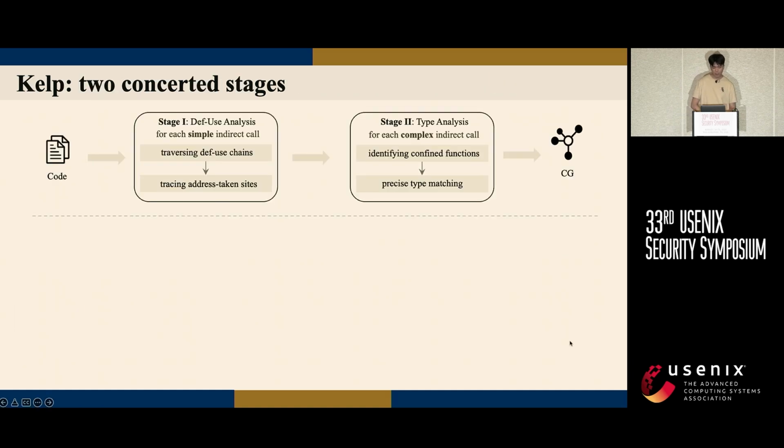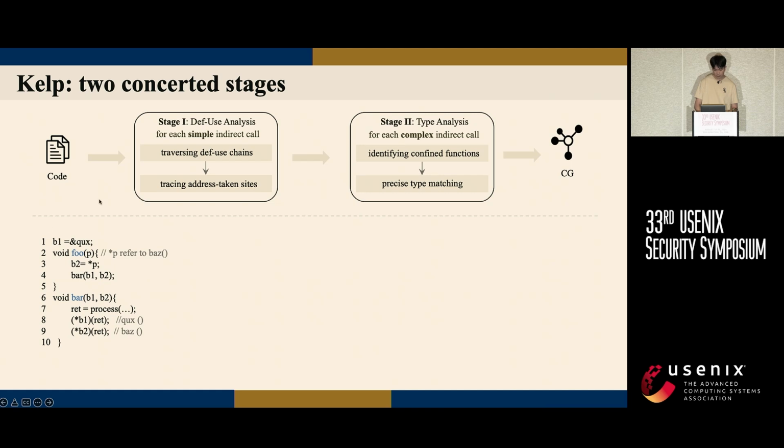In this work, it presents Kelp, which consists of two key stages. In the first stage, that is the deep use-def chain analysis, a kind of pointer analysis, we resolve the simple indirect calls. And in the second stage, it first excludes the confined functions. They are only invoked by the simple indirect calls, so that only the remaining functions will be type matched with the remaining complex indirect calls. We give a concrete example here.